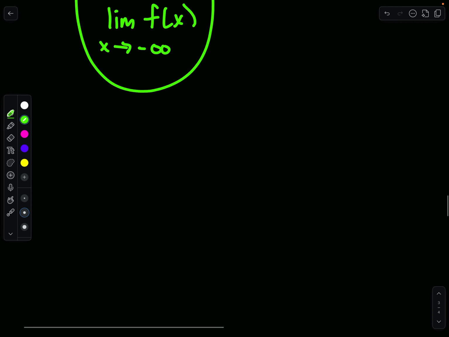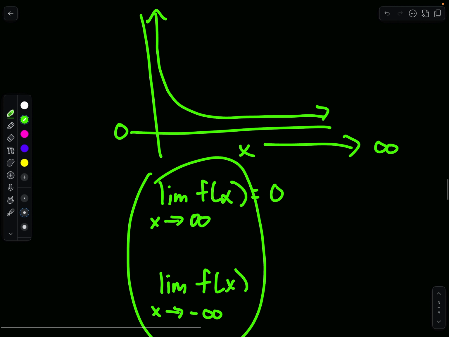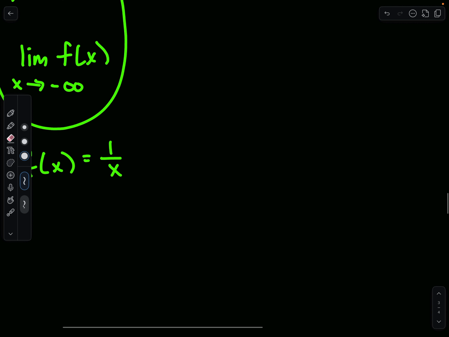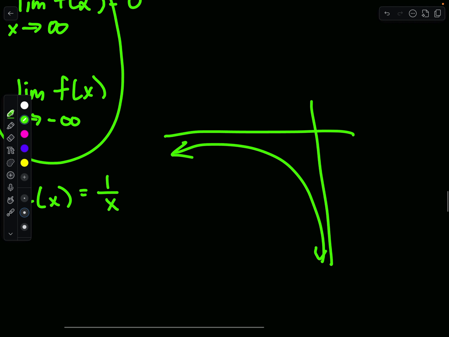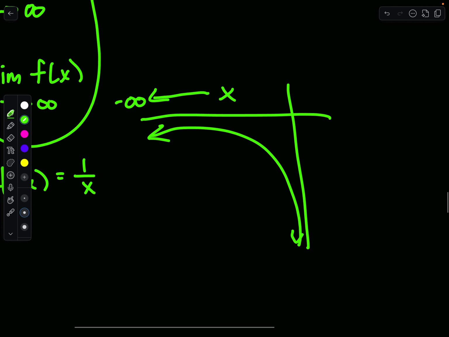One simple example might be f of x equals 1 over x. Here, this would be the 1 over x function. This would be the positive side. Now the negative side would look like this. Here you can see that as x goes closer and closer to negative infinity, f of x also gets closer and closer to 0, but from the bottom.